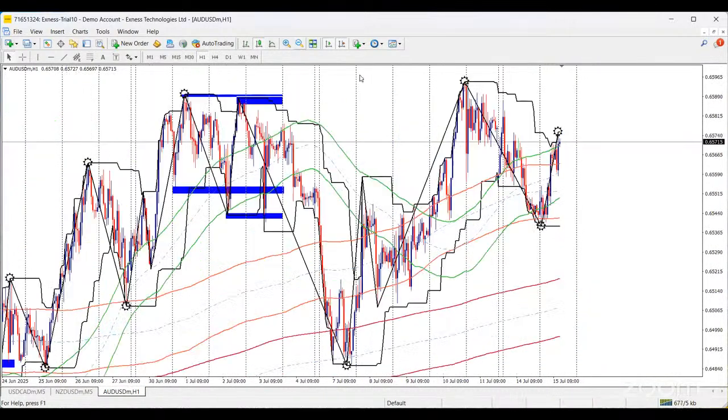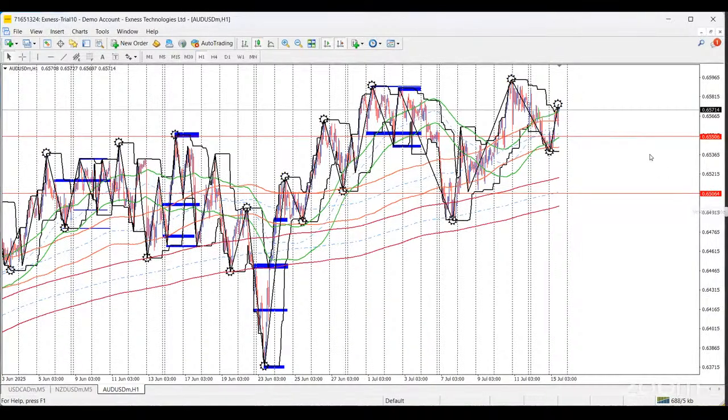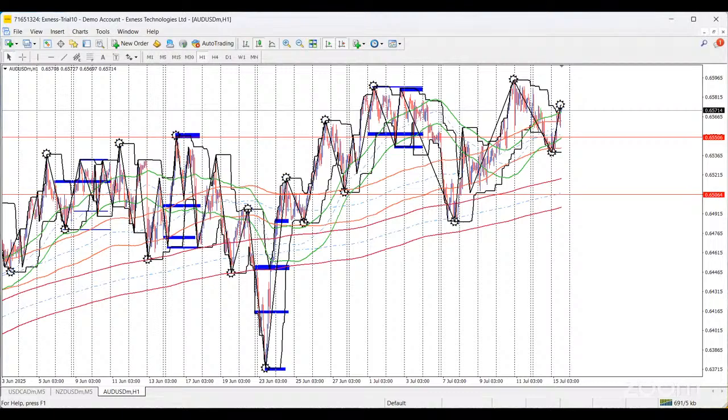So typically what I like to do when I look at the H1 time frame is to mark out my next possible point of interest. In this case, we have two, which is right here, somewhere around 0.65506 and 0.65064. These are my two points of interest that I'm now watching out for.